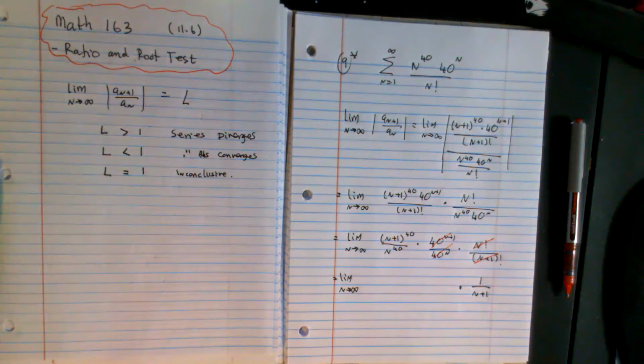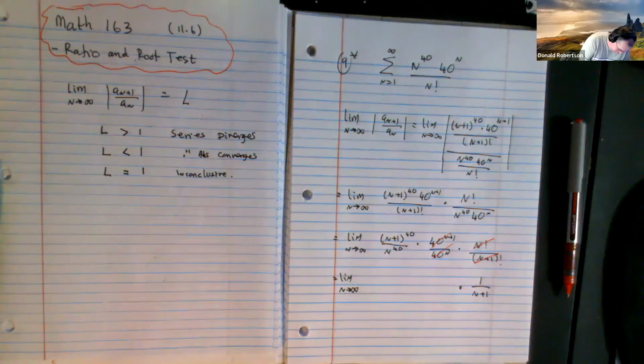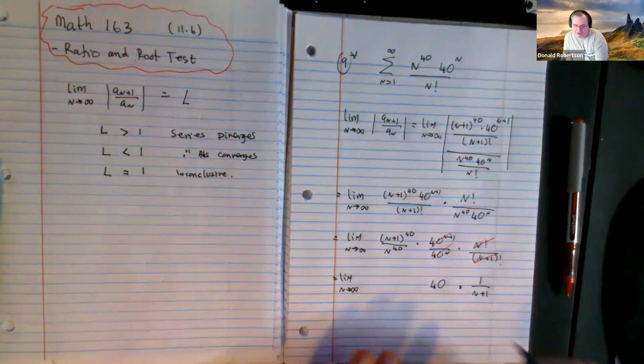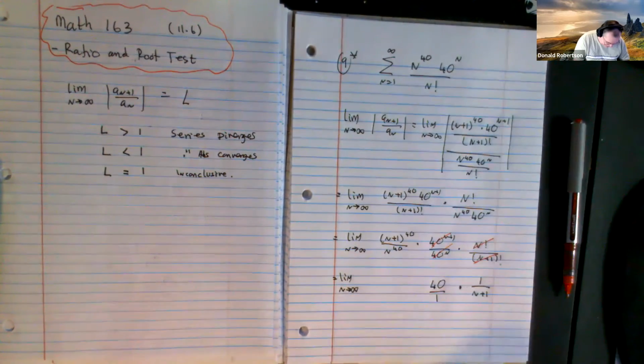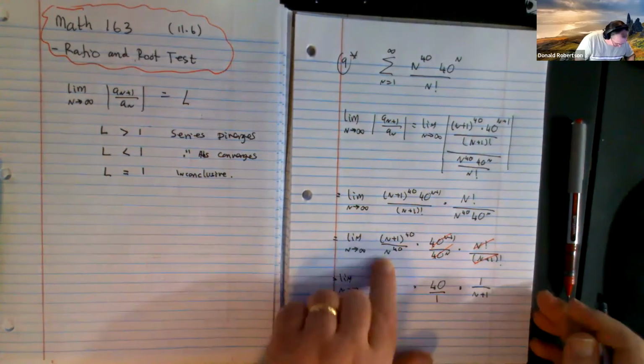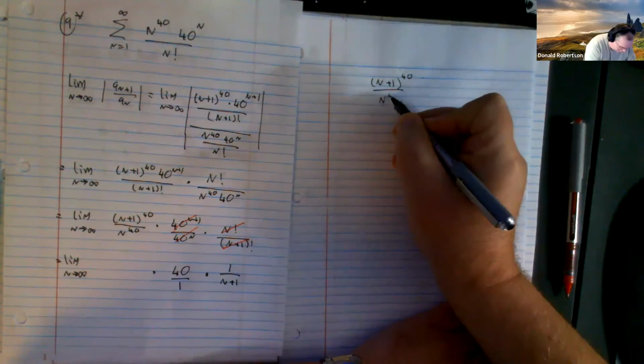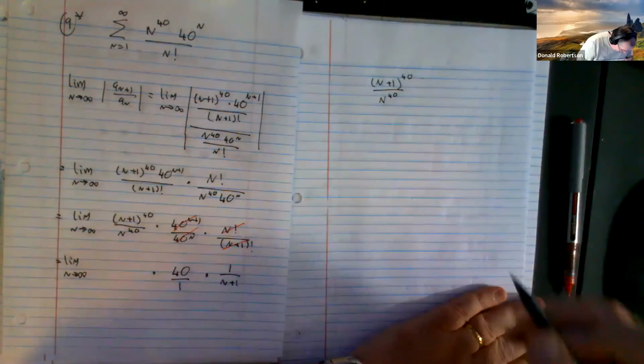It would be 40 on the top. And since that's on the top, I can just write 40. If you're a purist, 40 over 1, it makes no difference to me. Now, this fella here, I'm going to do it beside. (n plus 1) to the 40 divided by n to the power of 40. Now, we know we're going to try and find the limit of this guy.